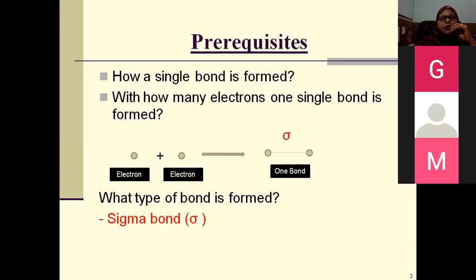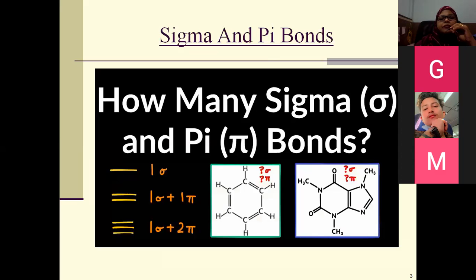Is it clear, students? Yes, ma'am. You have already studied this in your 9th, 10th, 11th, 12th, basically. I was just revising because I am going to use sigma and pi bonds again and again in this topic. Now, to check whether you know about sigma and pi bonds, I have another question: how many sigma and pi bonds are present in this benzene ring?